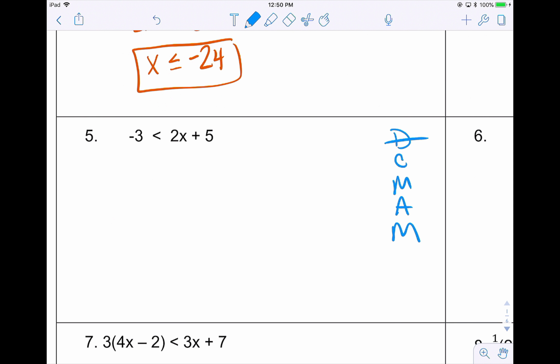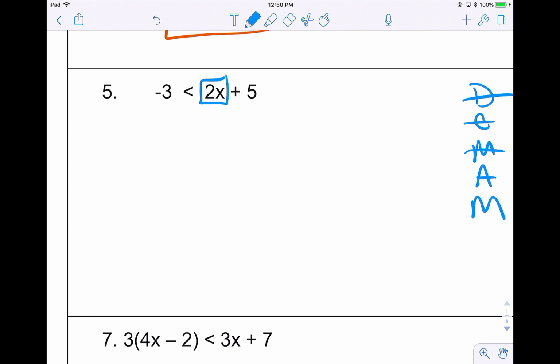Problem 5, I don't have any parentheses to distribute. I don't have any like terms to combine. I boxed my variable and I only have one, so I don't need to move variables. Outside of my box, I have a positive 5, so I'm going to subtract 5 from both sides. On the left side, negative 3 minus 5 is negative 8. On the right side, I have 2x.